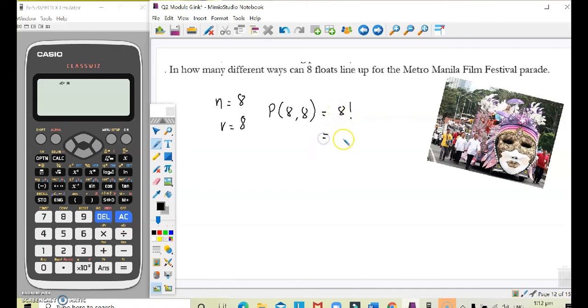And 8 factorial is 8 shift factorial equals 40,320. If you don't have the factorial notation in your calculator, we have to key in 8 times 7 times 6 times 5 until 1. So anyway, you're going to have the same answer.